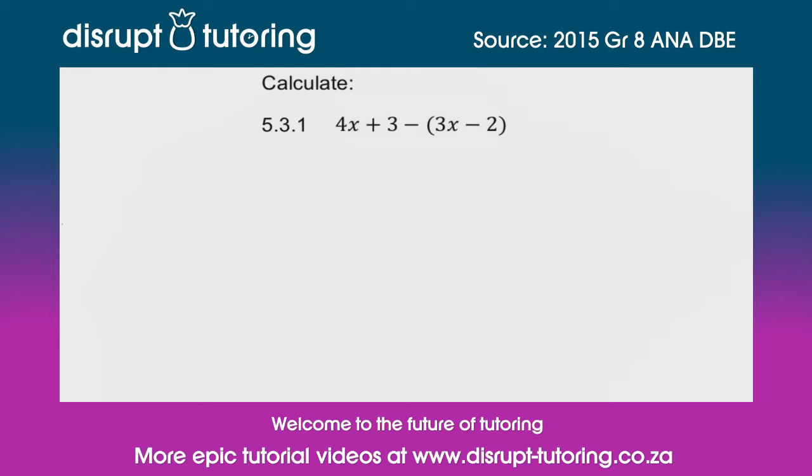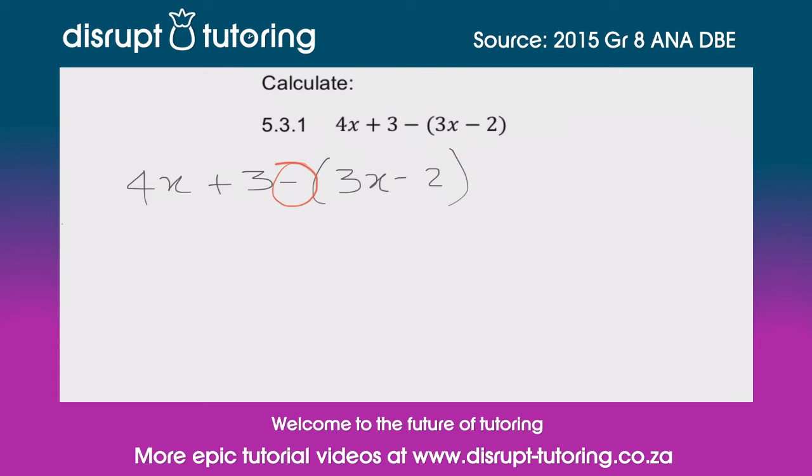Well, we know that when we've got brackets like this and we've got a -1 on the outside, we need to multiply that -1 in using our distributive law. So what I typically do is I write the question out first. 4x plus 3 minus 3x minus 2. And the first thing we need to try and do is get rid of this bracket.